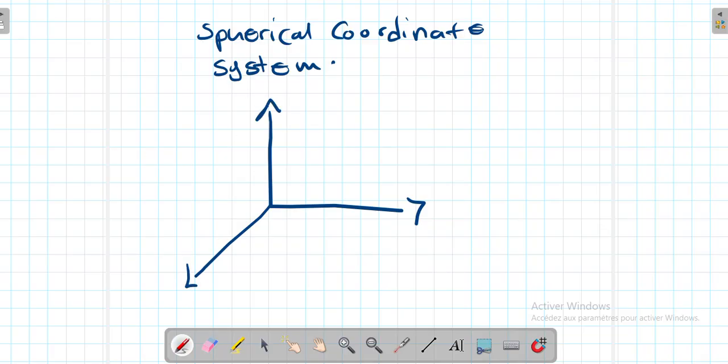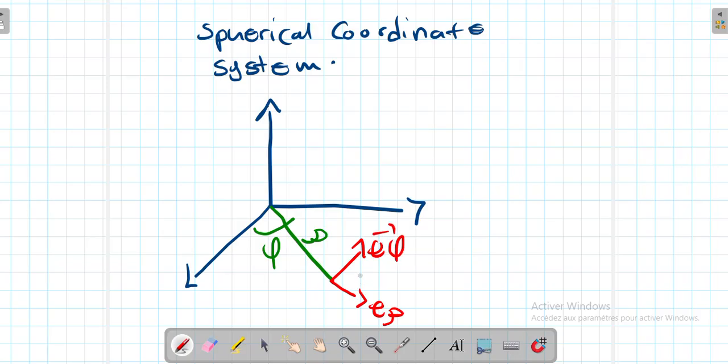And then here you define rho, the magnitude of this vector rho. In the unit vector, what is the unit vector in this direction? The unit vector e rho, okay? Then you also define your angle phi. Then you indicate the unit vector, which we call e phi, in the direction of phi, okay?